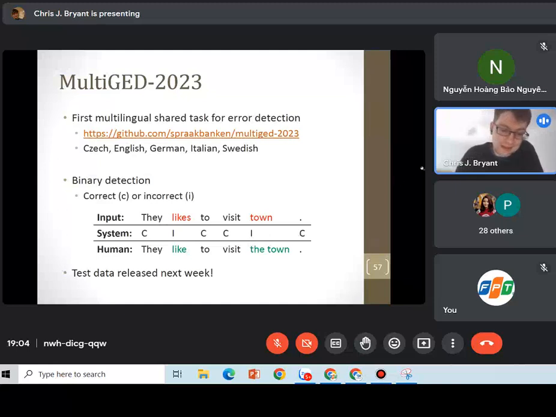You probably like this is happening literally right now, and we're releasing the test data next week. So it'll be interesting to see what happens with that, and whether people are able to build the first multilingual detection systems in the future.